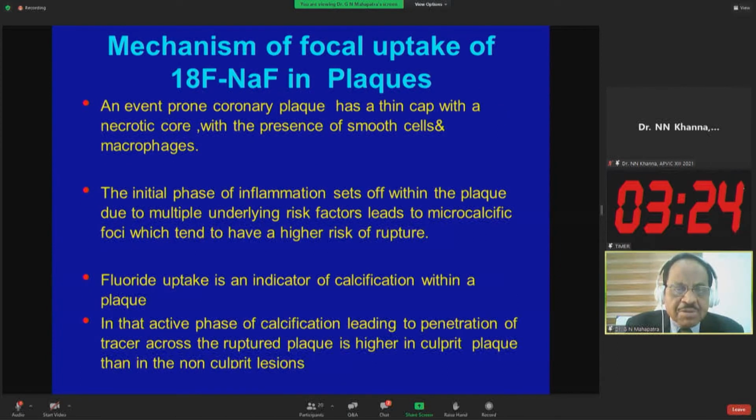So what is the mechanism of action? An event-prone coronary plaque has a thin cap, as you all know, with a necrotic core, but the initial phase of inflammation sets off within the plaque due to multiple underlying risk factors, leading to microcalcific foci, which tend to have a higher risk of rupture. So fluoride uptake is an indicator of calcification within the plaque. In that active phase, calcification leads to penetration of the tracer F18 sodium fluoride into the ruptured plaque, and it gets tagged.